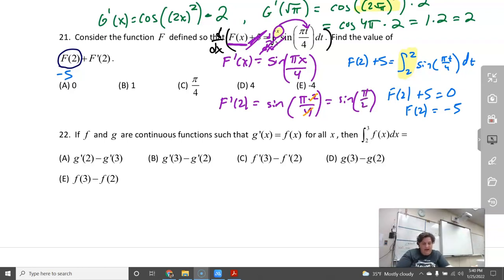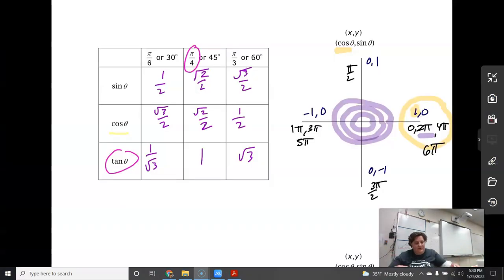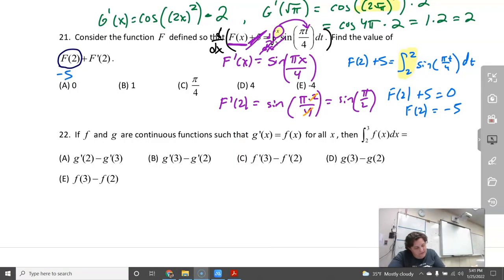So, back to my trig chart. You guys are going to have both these on your desk, right? What is the sine of pi over 2? You guys can see right here. The sine of pi over 2 is 1. So I come back up here. So f prime of 2 is the sine of pi over 2, which is 1. So then my final answer, negative 5 plus 1, is negative 4.